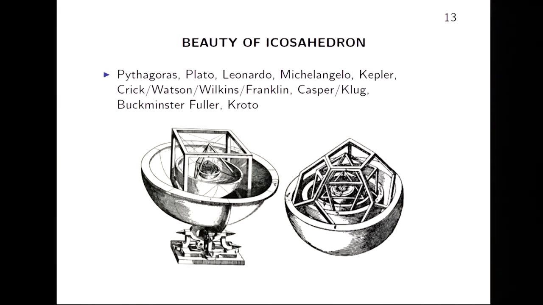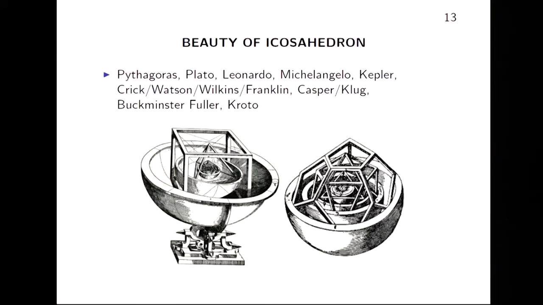And then the next line, you may not know that they're there, are the famous biologists. Crick and Watson, I'm sure you've heard of. Wilkins and Franklin worked simultaneously and would all have got the Nobel Prize together, but unfortunately Rosalind Franklin died. And Caspar and Klug came later. They were the ones who showed that the virus is basically icosahedral.